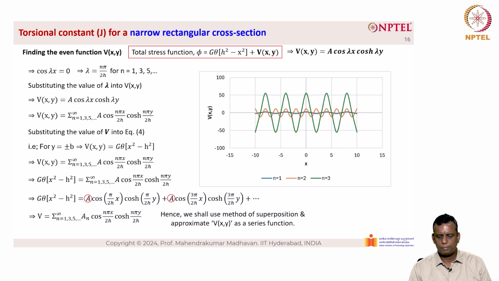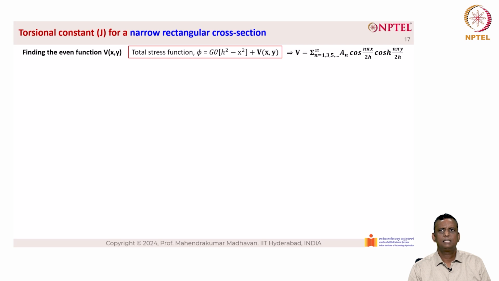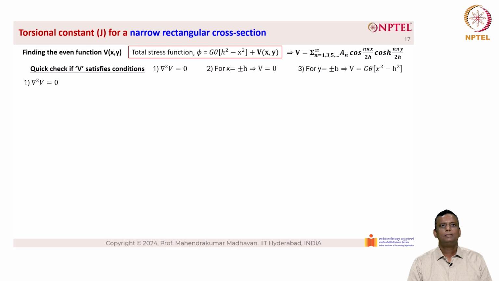Hence, we shall use the method of superposition and approximate v of x comma y as a series function. Now v is given as sigma n equal to 1, 3, 5 up to infinity a_n cos(n pi x by 2h) into cosh(n pi y by 2h). Let's quickly check if v satisfies the conditions. Condition 1 is del square v equal to 0. Number 2 is that for x equal to plus or minus h, v should be equal to 0. For the third condition, y equal to plus or minus b, v equal to g theta into (x square minus h square). So the first boundary condition is del square v equal to 0.